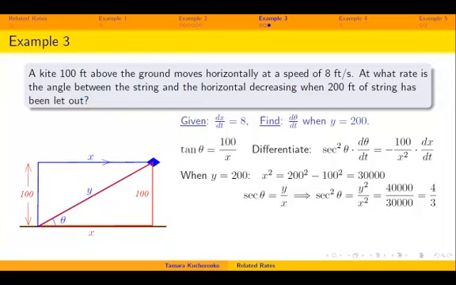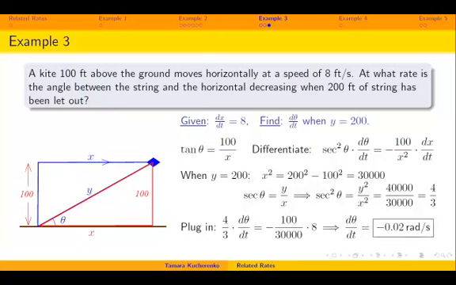Together with the fact that dx dt equals 8, we have all the necessary data to plug into the equation for the derivatives and solve for d theta dt. We get 4/3 times d theta dt equals negative 100 divided by 30,000 times 8. Dividing both sides by 4/3, we obtain that d theta dt equals negative 0.02 radians per second. Thus the angle decreases at a rate of 0.02 radians per second.